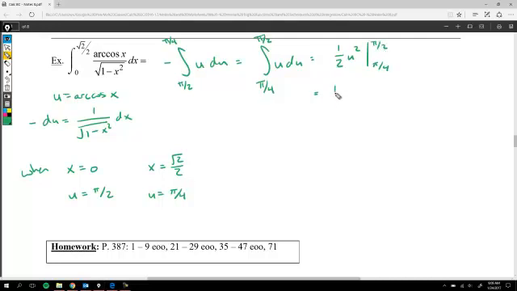So we end up with 1/2 times pi squared over 4 minus pi squared over 16. And that is it for this.